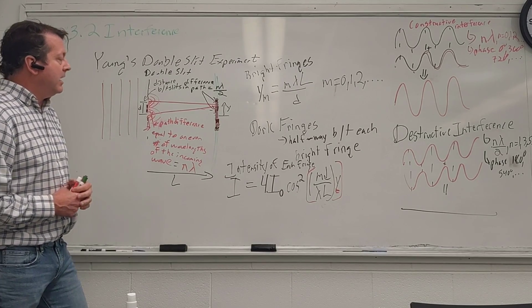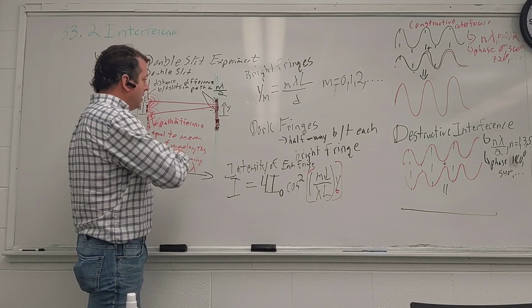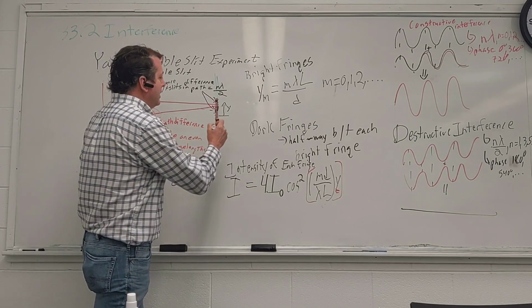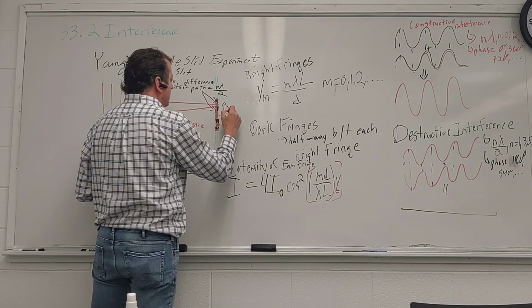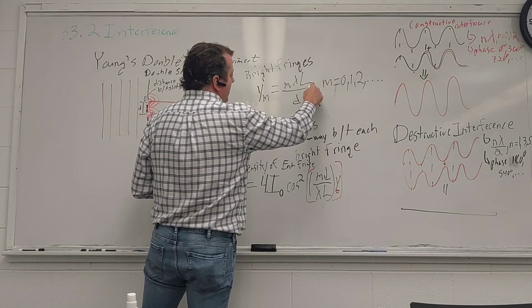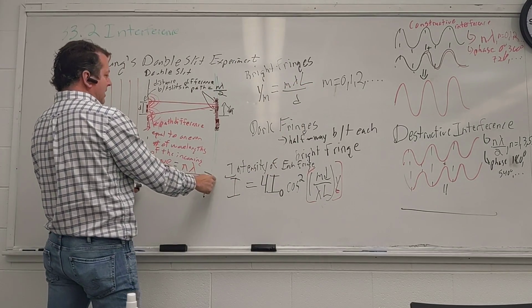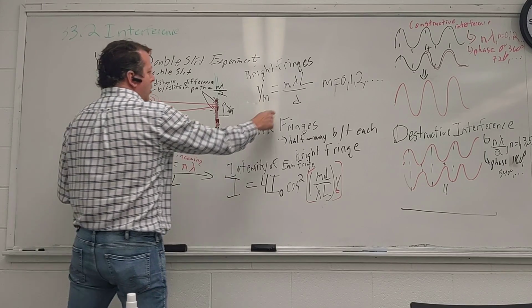Okay? And if you want to find the position of this bright fringe here, we call that y sub m, the book calls it y sub m here. And they say y sub m is equal to m lambda L over d. L is the distance from the view screen to the slits.